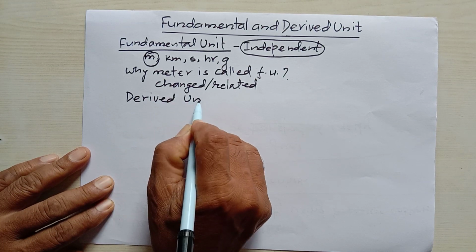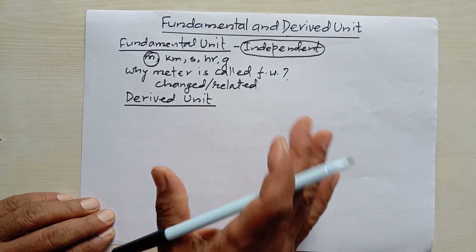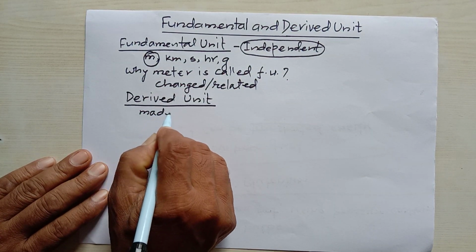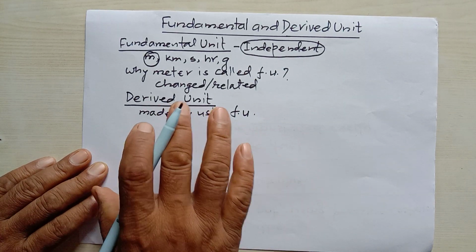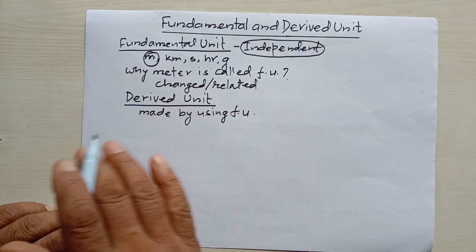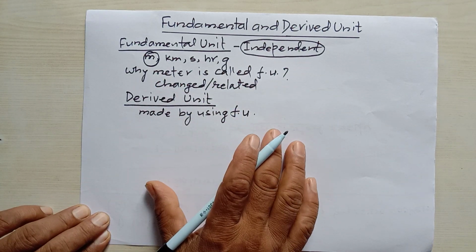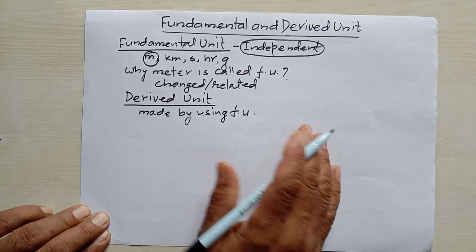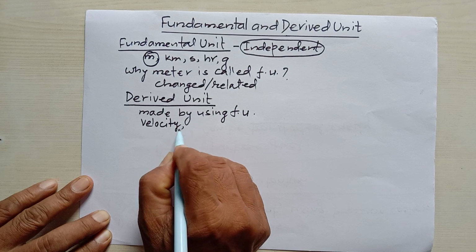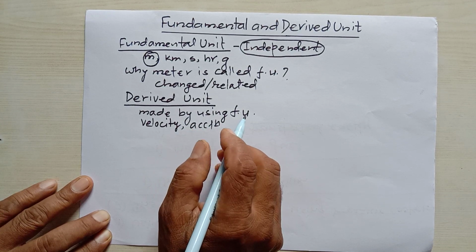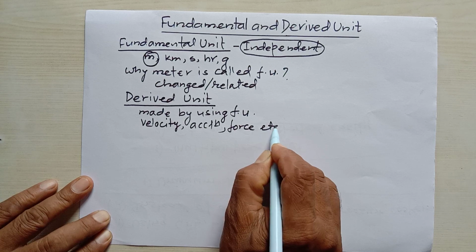Derived unit. What is it exactly? Now we can say this way: units which are made by using fundamental units. Remember this, made by using fundamental units. Units which are made by using fundamental units, or which can be expressed only in terms of fundamental units, are known as derived units. For example, velocity, acceleration, force, etc.